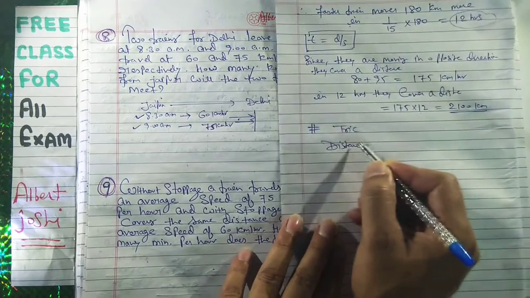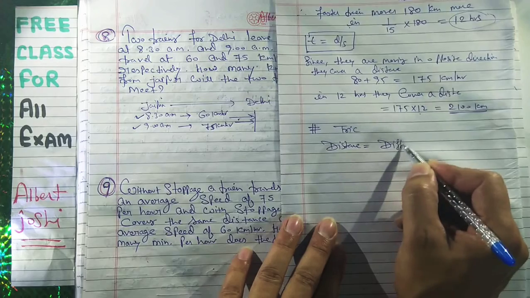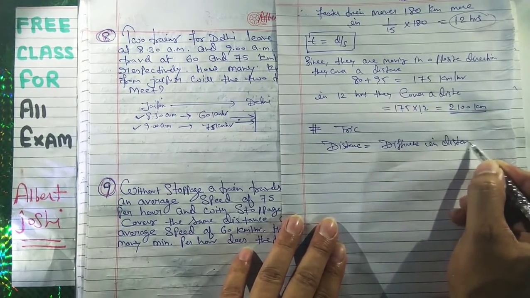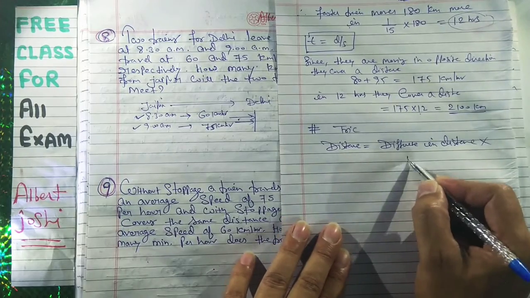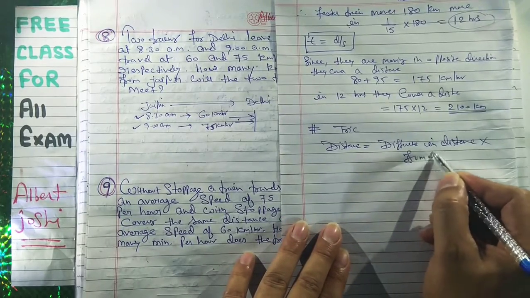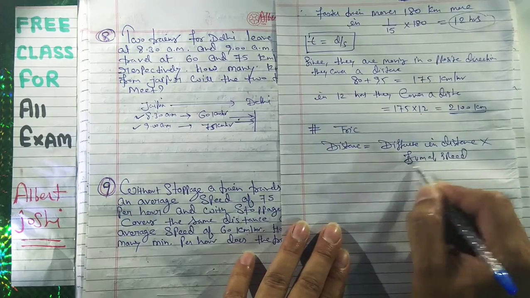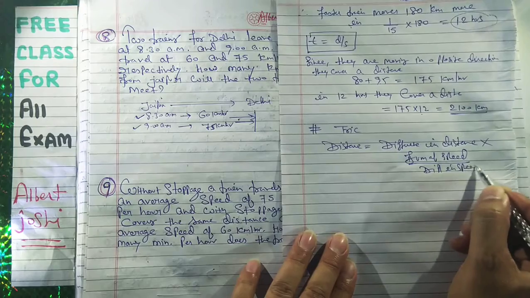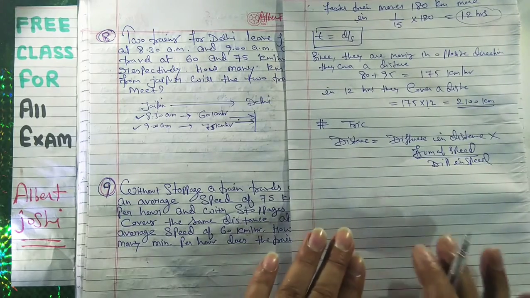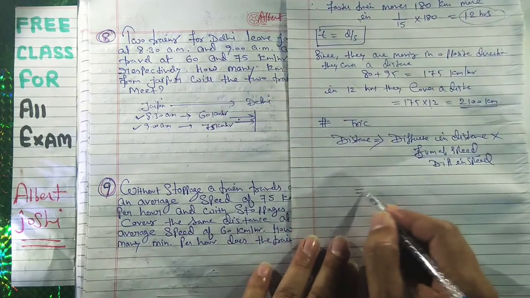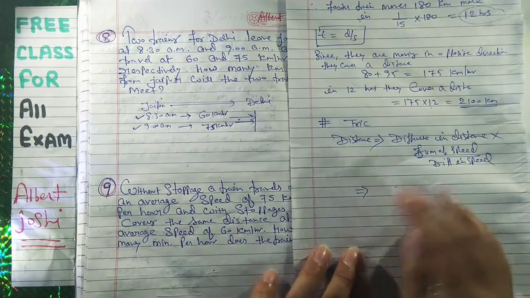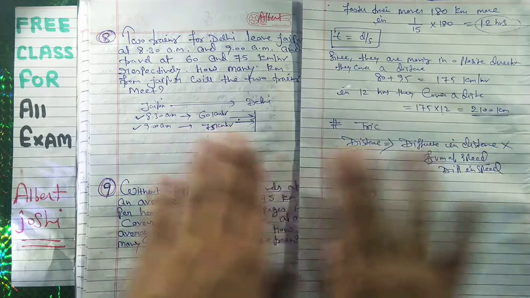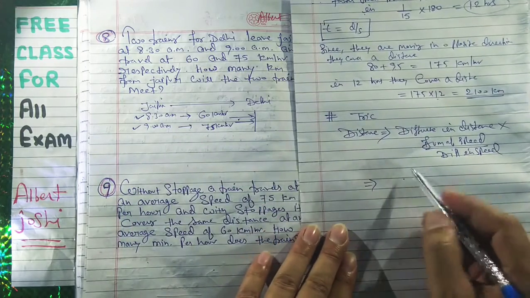distance is equal to difference in distance into sum of speed upon difference in speed. Simple, only within 1 or 2 seconds you can calculate. Now this we have already solved with the help of the high school method. You can also solve it that way, but I am giving you the trick, that is the best.